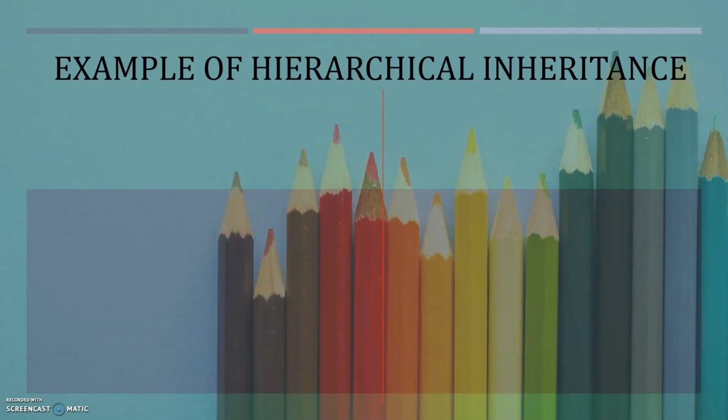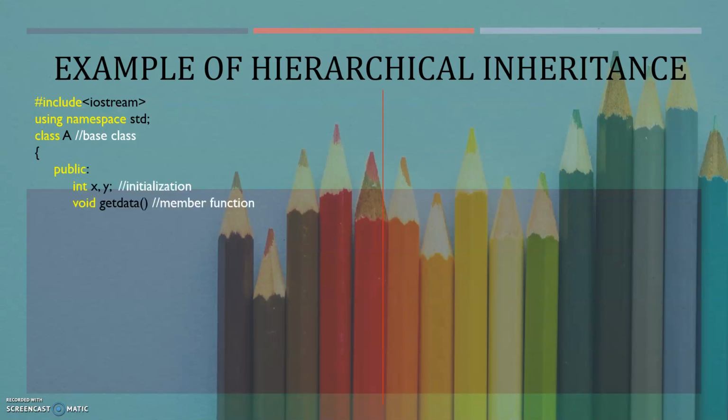Example of hierarchical inheritance. First, we initialize the header file for C++. Then we define class A, which is the base class. In this class, we have initialized the variables x and y and a member function getData in which we have asked the user for the values of x and y.